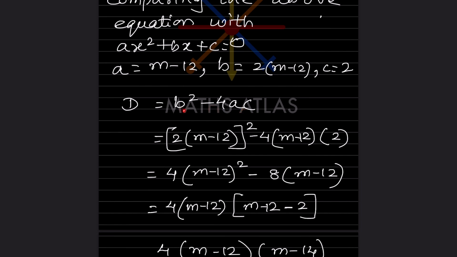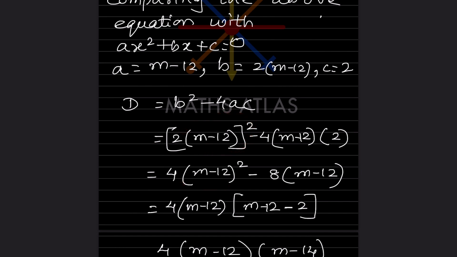So what is b square? You're going to take this whole thing. So I have put a bracket over here. 4 is as it is. What is a? a is (m minus 2) whole square. And what is c? c is this 2. So now look at here, this is important. Now this 2 into this one. So this 2 first, let us multiply. 2 square is 4. And this (m minus 2) whole square, this will be here.